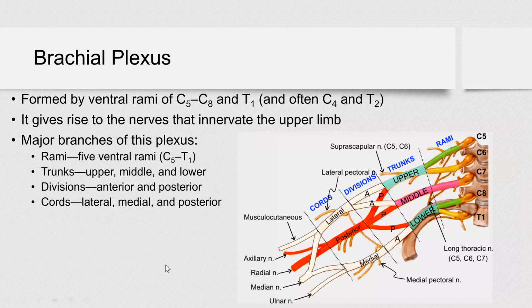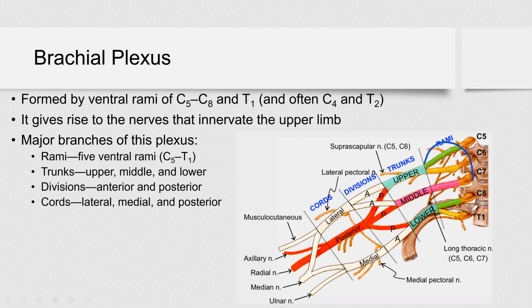Brachial plexus. Brachial plexus is very complex. So this is from C5 to C8 and T1. And again, even C4, T2 fibers are sometimes very often part of this plexus. The brachial plexus gives rise to the nerves that innervate the upper limb. And there is a division over here, major branches of this plexus.